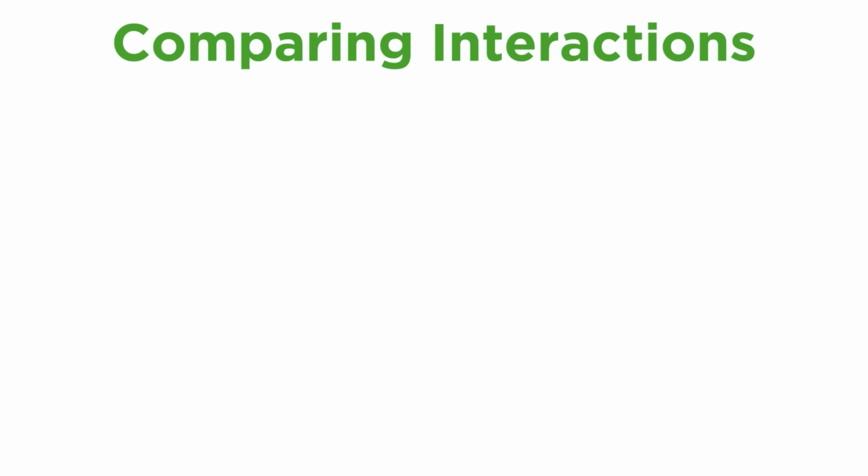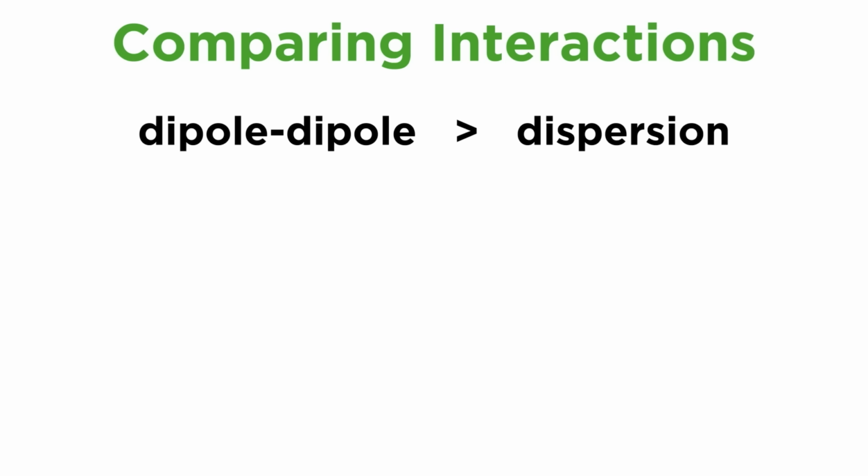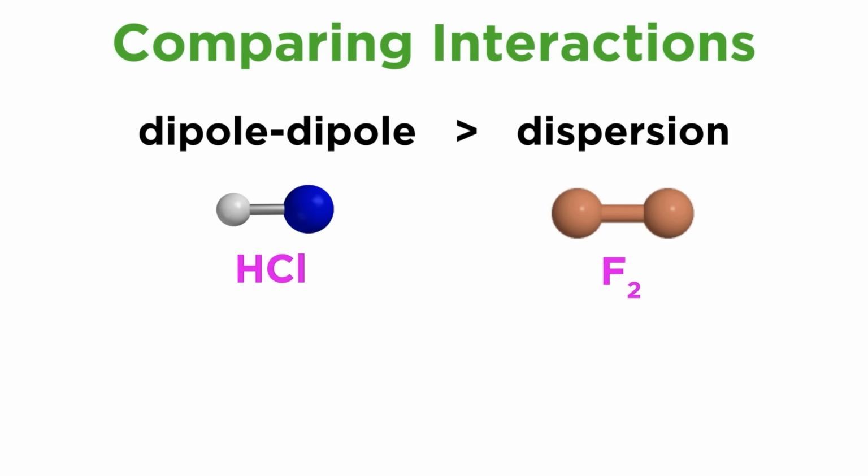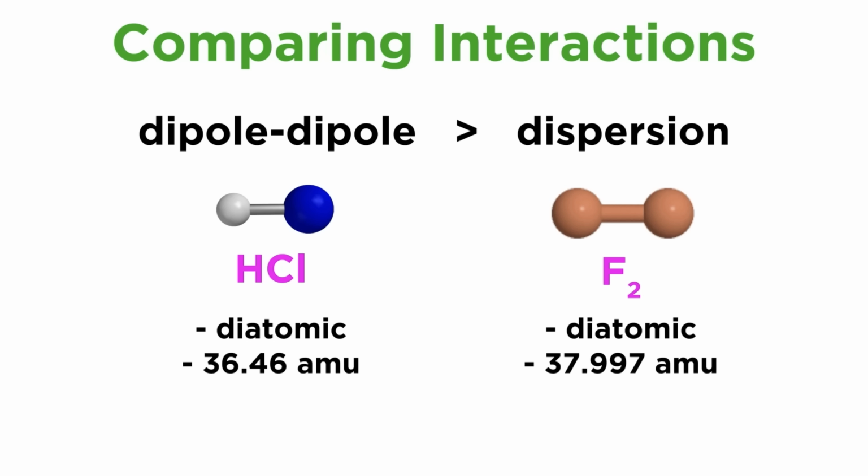Let's use some quantitative data to compare interactions. We know that dipole-dipole interactions are much stronger than dispersion forces because formal dipoles are so much stronger than the temporary induced ones, so they generate stronger electrostatic interactions. We can see precisely how much stronger these dipole-dipole attractions are if we consider a few specific molecules. Compare hydrogen chloride with molecular fluorine. These are both diatomic and have roughly the same mass, so we could expect them to have similar boiling points.